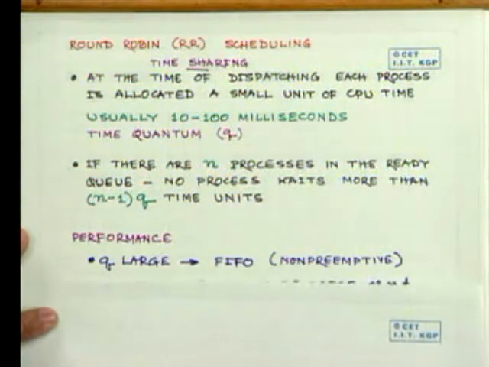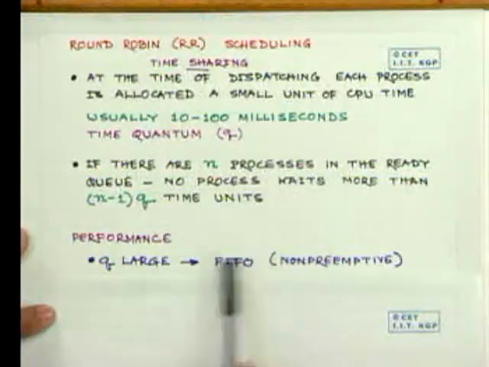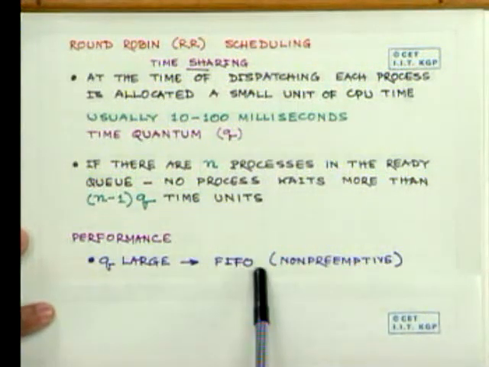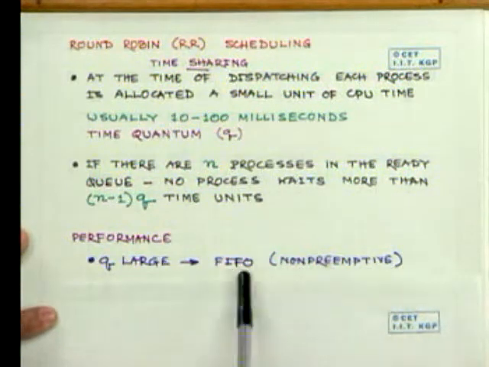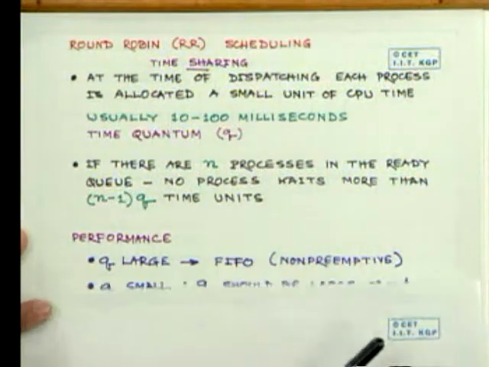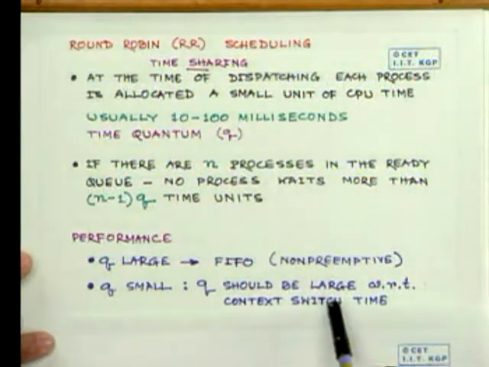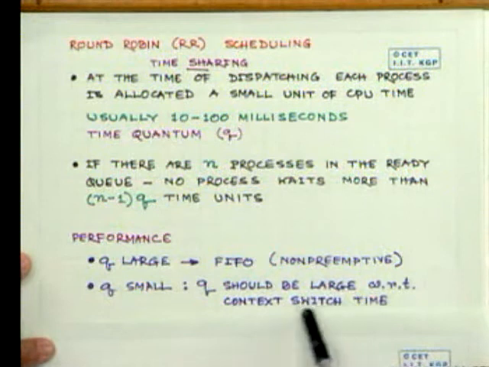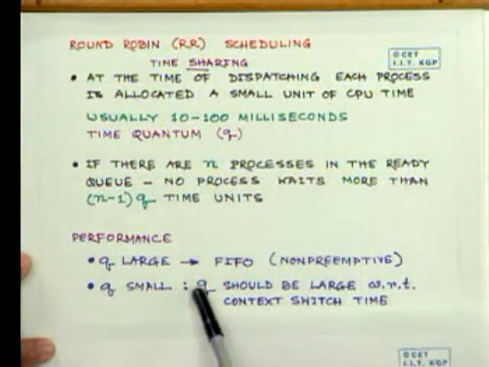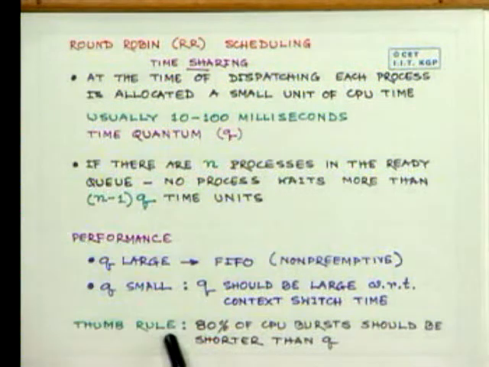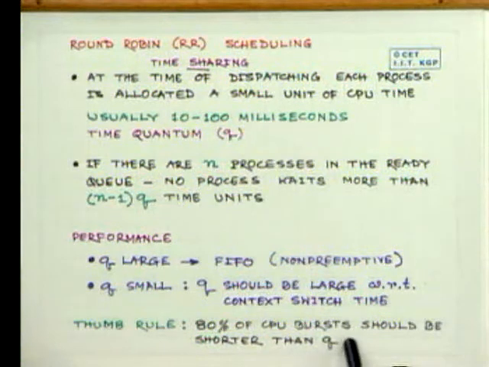Now, let's see what can be the performance of it. If q is large, essentially it will behave like FIFO. That means it's non-preemptive, first in, first out. And if q is small, then there can be a problem. If it is too small with respect to the context switch time, then the performance naturally will degrade like anything. Therefore, the thumb rule is that 80% of the CPU bursts should be shorter than q, the time quantum.